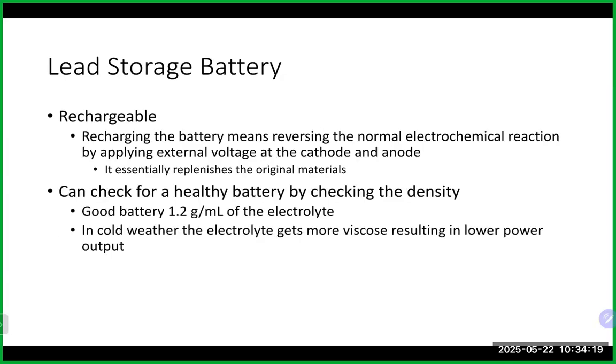It's rechargeable. So if you've ever had a battery that died on you, they tell you to let it run for 20 minutes to charge it back up. And it's able to do that. We also have things like alternators in cars, so we don't drain the battery as we're driving it. Healthy batteries can have a density of 1.2.